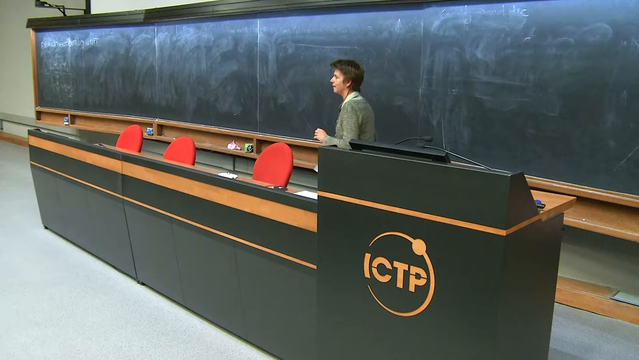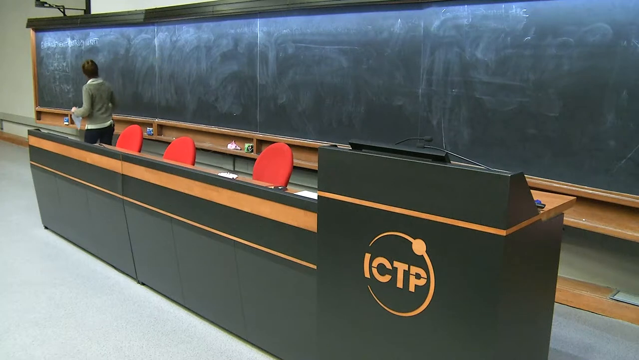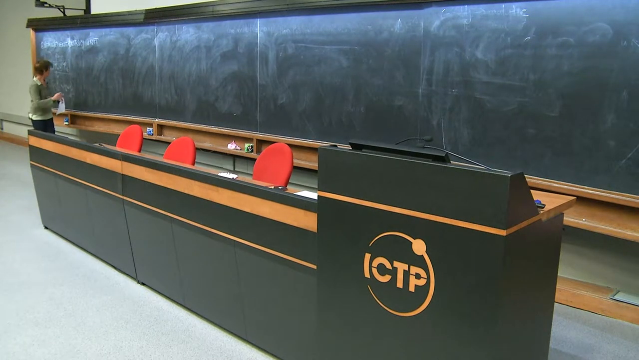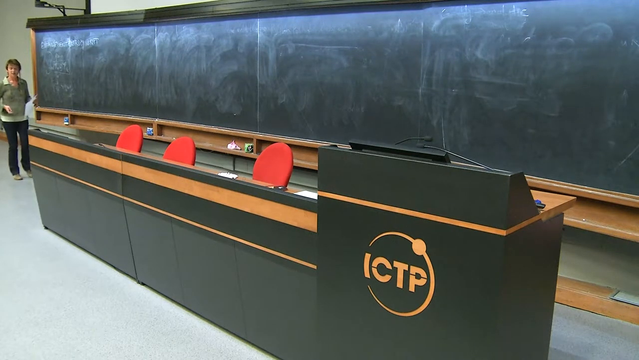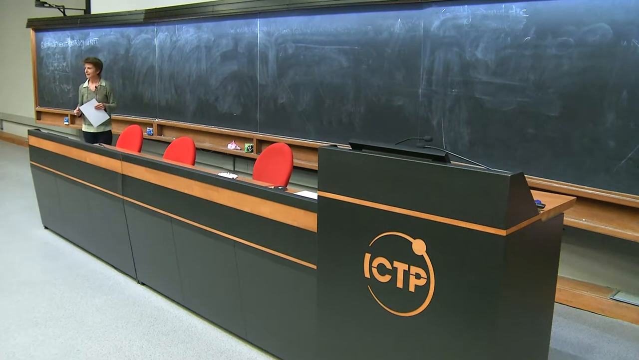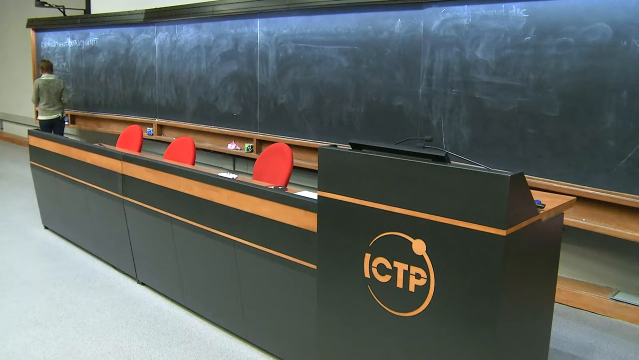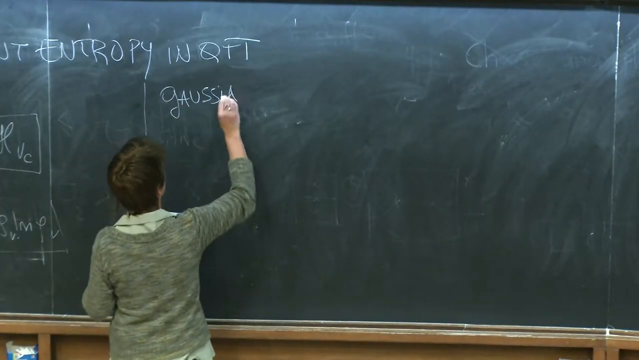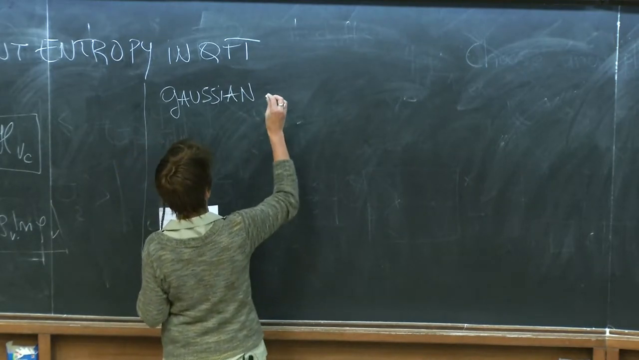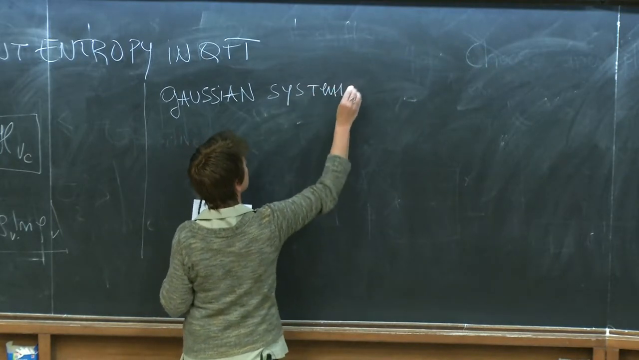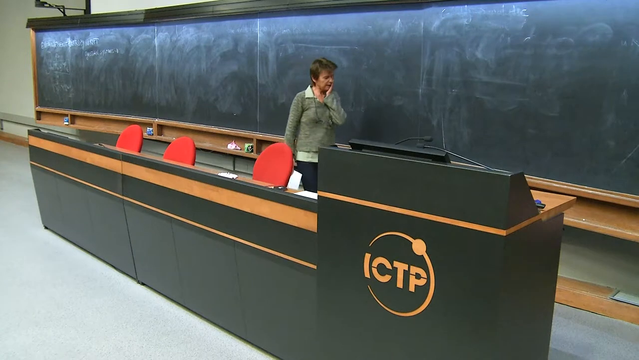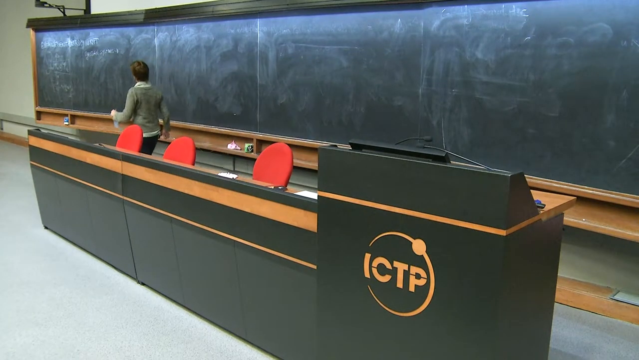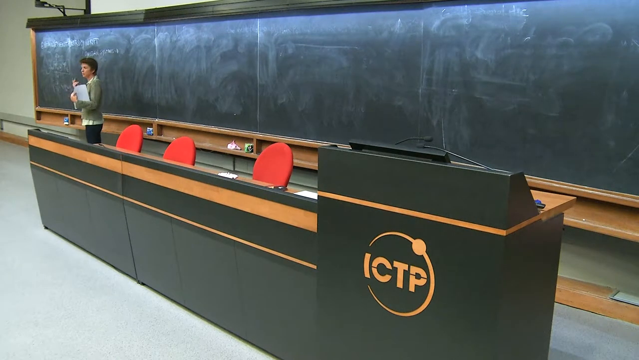So let me start with the simplest calculation we can do in the lattice, where this entanglement entropy is well-defined. It has no divergences, so we can interpret the result more clearly. So yesterday I already wrote this. We are going to consider Gaussian systems. What I mean with Gaussian systems is that we are going to think that, by Wick's theorem, all the information about the theory is contained in the two-point functions.